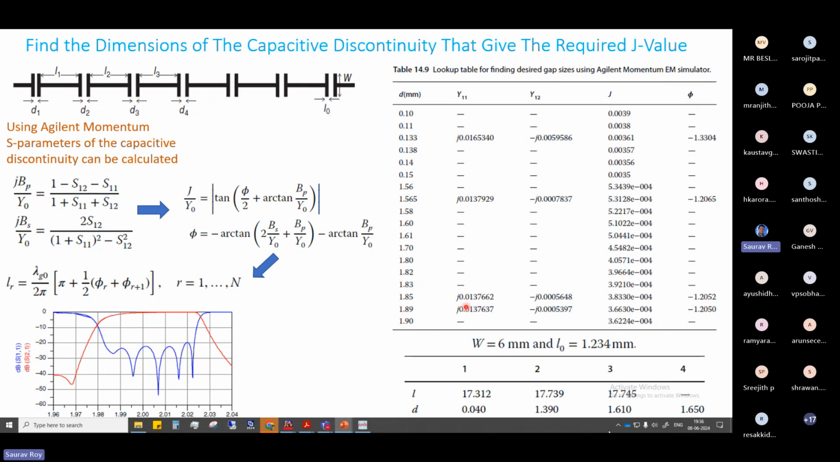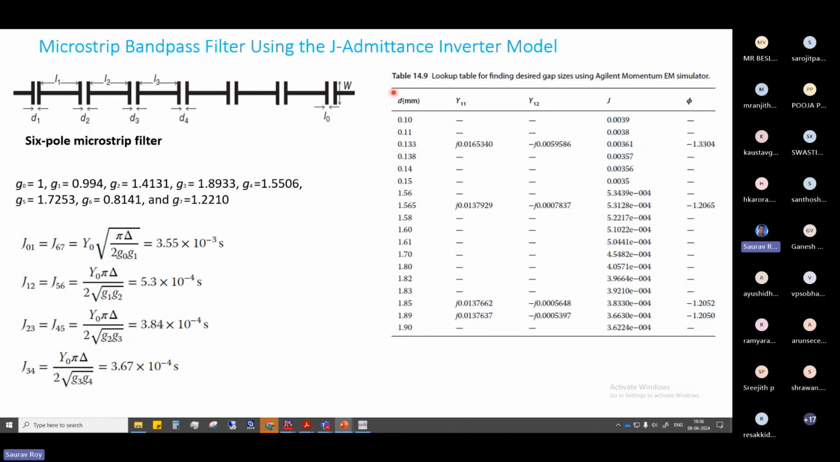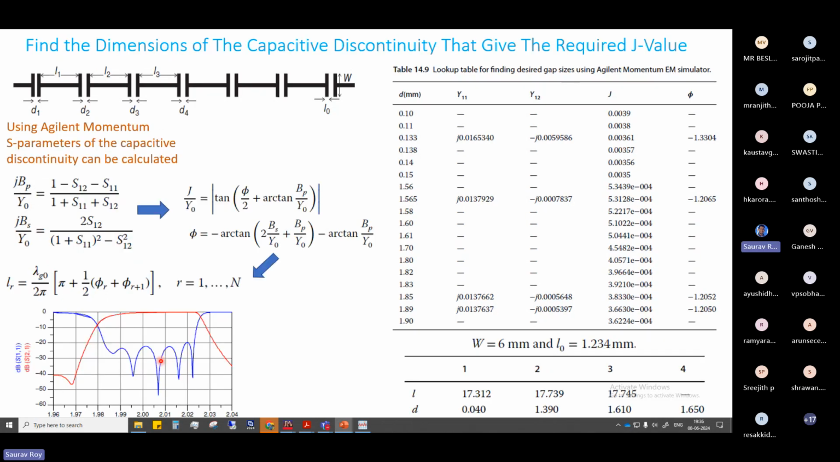And why only 4, not up to 6? Because the other stages are symmetric. With respect to the center gap, these 3 and these 3 are symmetric. So that's why you see J01 and J67 are the same, and J12 and J56 are the same. Only J34 is separate. So are the steps clear?